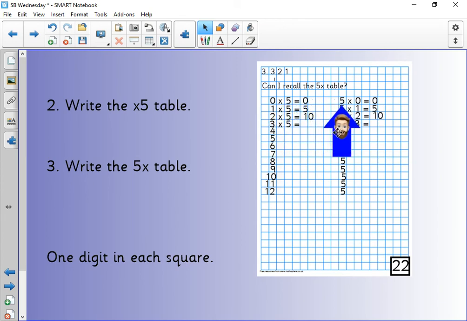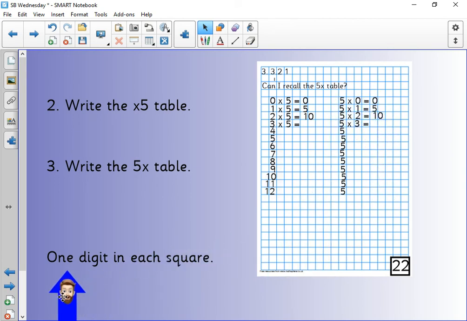Now, please set your work out carefully because I want you to see, okay, that 0 times 5 is the same as 5 times 0. So they must be in the same line. I want you to see that 1 times 5 is the same as 5 times 1 because the answer is the same. So please set these out carefully because when we're multiplying by 5, we can always use our counting in 5s skills, okay? Because we're counting in 5s for both of them.